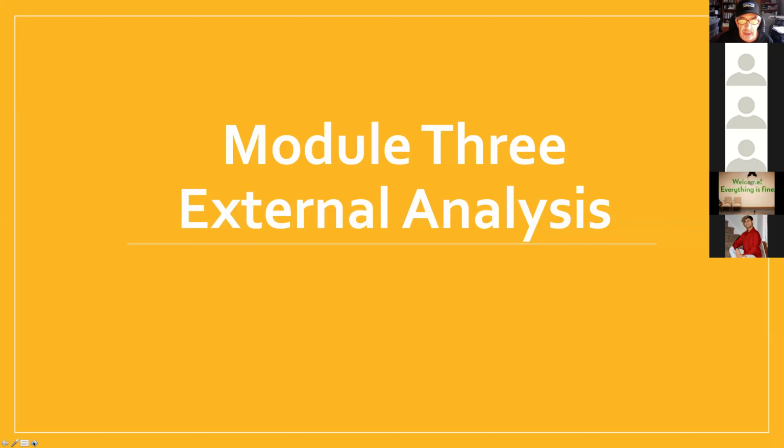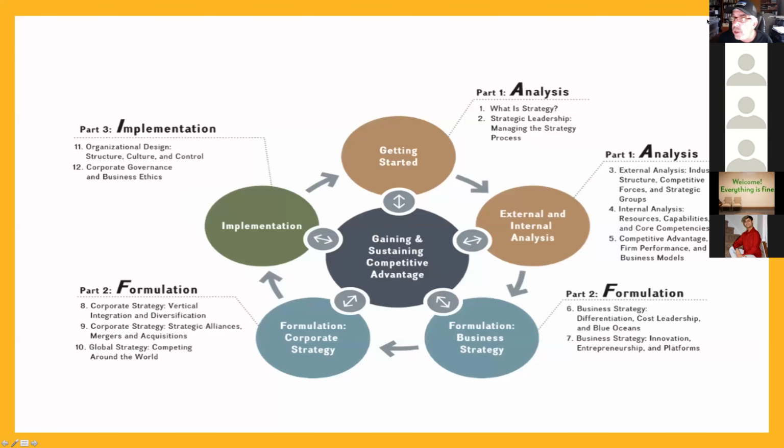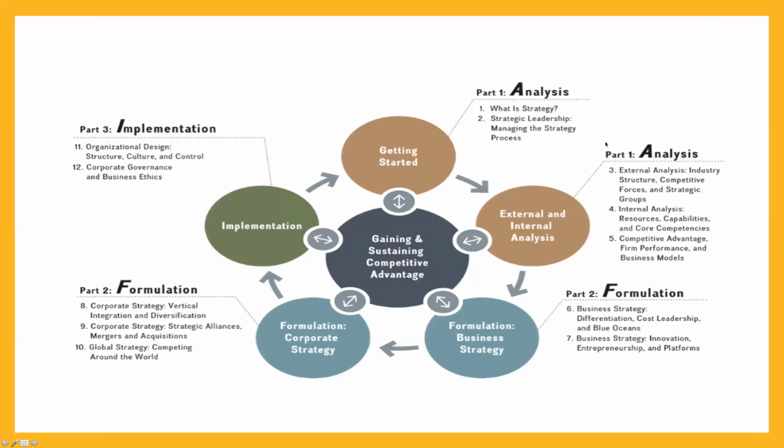So module 3. What we're doing is working our way around the horn. We got part 1. Module 1 was strategy. Module 2, which was pre-recorded, was on strategic leadership. And now we're into module 3, the external analysis.